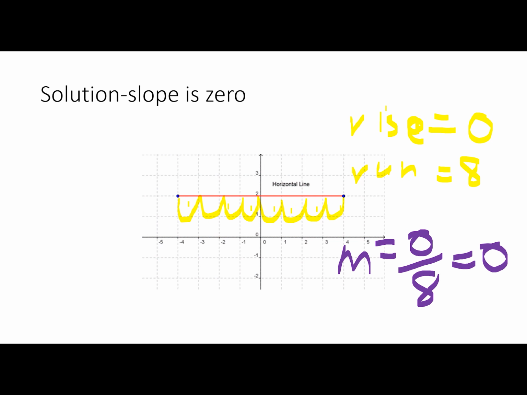So now we know 3 different types of slope. One that is going up has positive slope. The line that goes down has a negative slope. And the horizontal line has a 0 slope, because the change in y is 0.